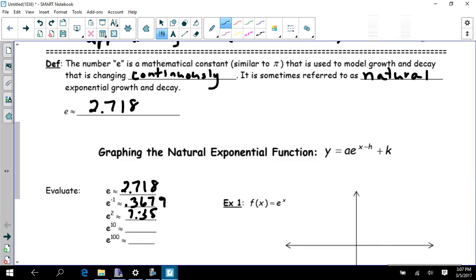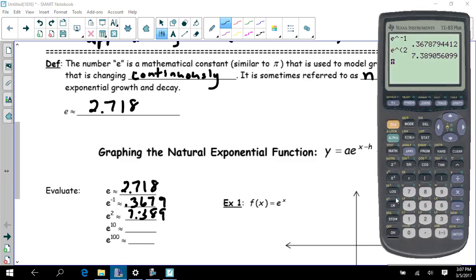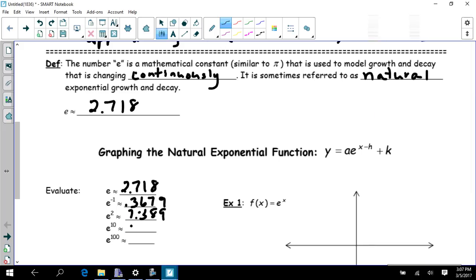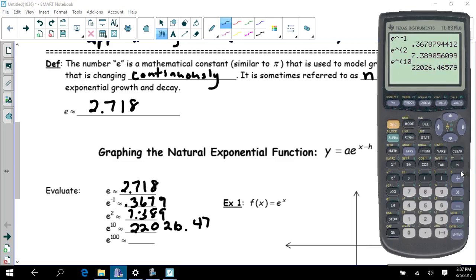e to the 10th. It's going to grow pretty quickly. 22,026.47. And then e to the 100th. Huge number. It's like 2.69 times 10 to the 43rd.